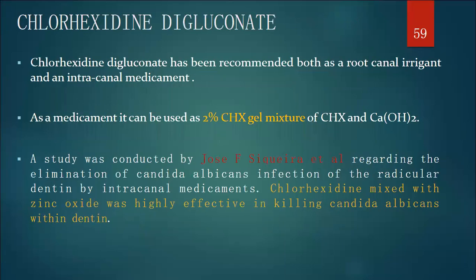Chlorhexidine digluconate. Chlorhexidine digluconate has been recommended both as a root canal irrigant and an intracanal medicament. As a medicament, it can be used as a 2% chlorhexidine gel or a mixture of chlorhexidine and calcium hydroxide. A study was conducted by Jose F. Siqueira et al. regarding the elimination of Candida albicans infection of the radicular dentine by intracanal medicaments. Chlorhexidine mixed with zinc oxide was highly effective in killing Candida albicans within the dentine.